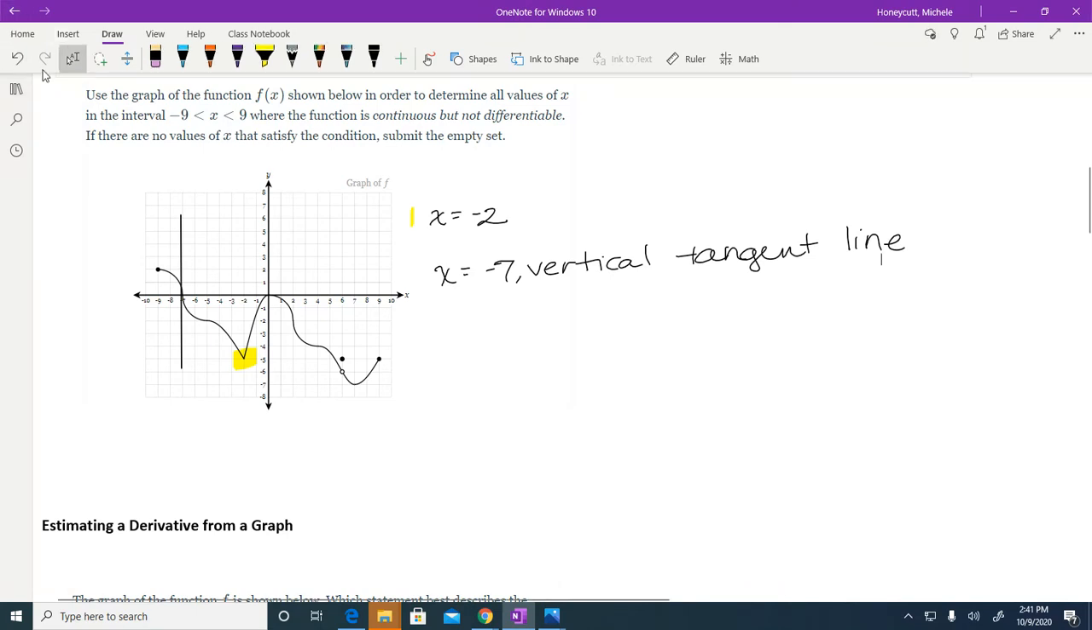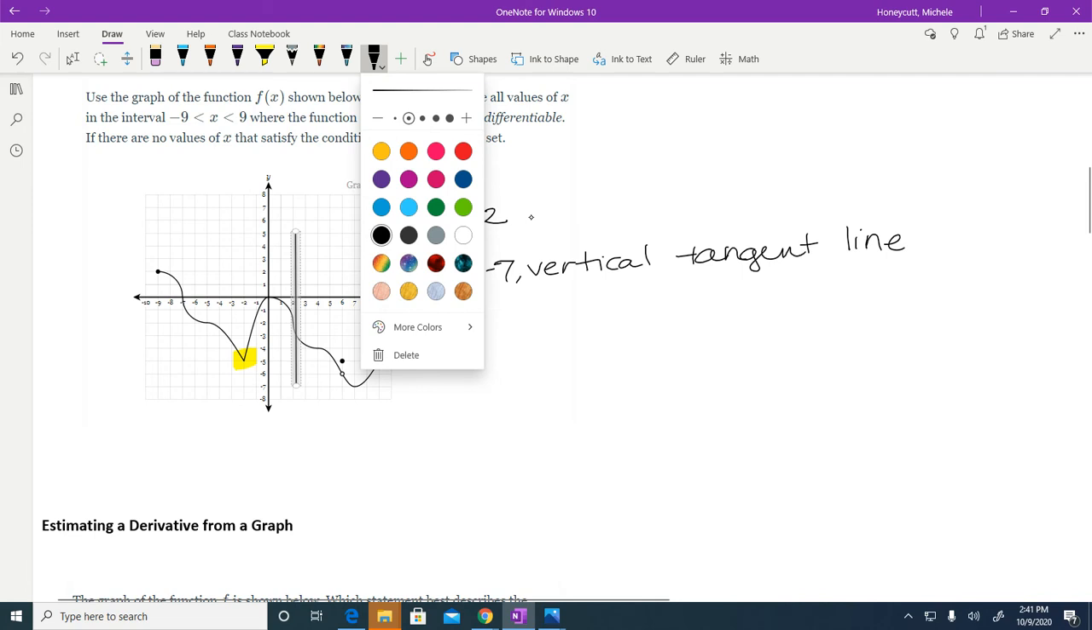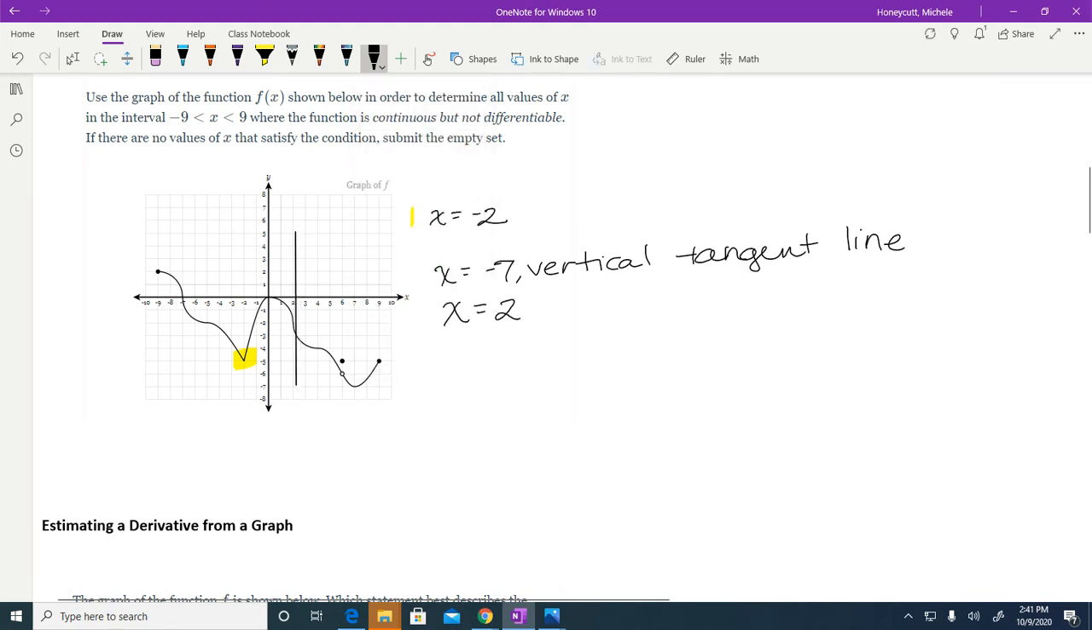And is there anywhere else where I can drag this vertical line? Oh, looks like right at 2. At 2. There's another vertical tangent line. And then anywhere else? Nope.